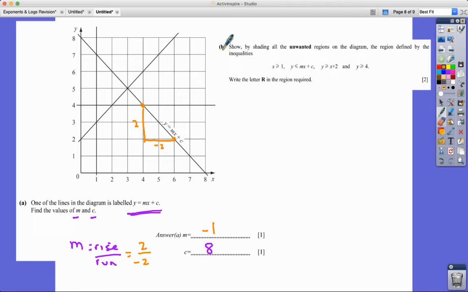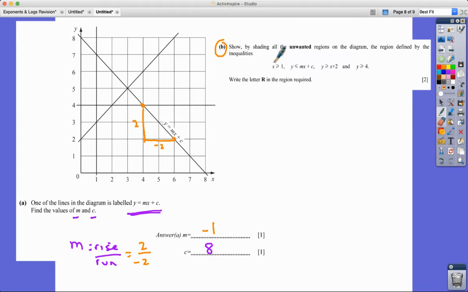Right, now the next bit, B, this is linear programming. So we need to shade all the unwanted regions on the diagram, the region defined by the inequalities. Now, we've got 4 lines here. We can see x equals 1, and we can see y equals 4, a vertical and a horizontal line. Each one of these inequalities is related to one of the lines.